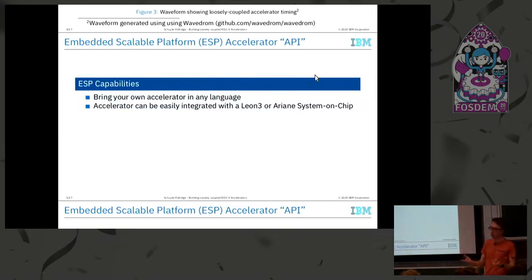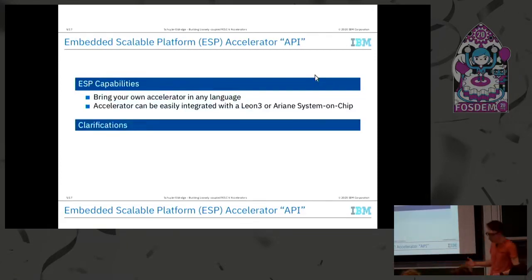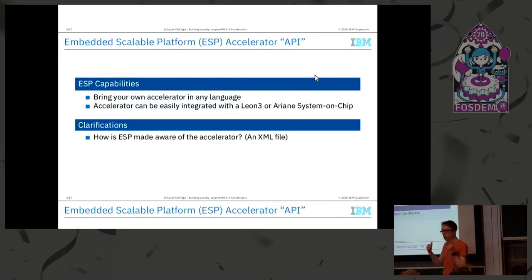But there are a couple of little flies in the ointment here if you want to build in Verilog or VHDL. The first thing is the ESP framework has to know about the accelerator. There's all this metadata that you have to describe to that nice, pretty GUI that Luca was showing, and that's all in an XML file.